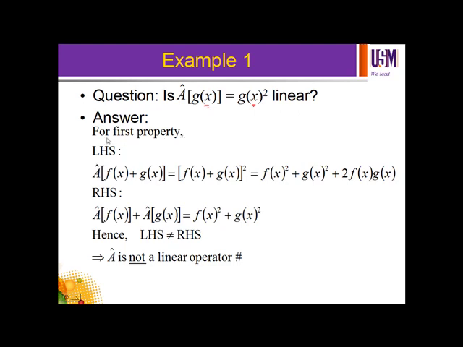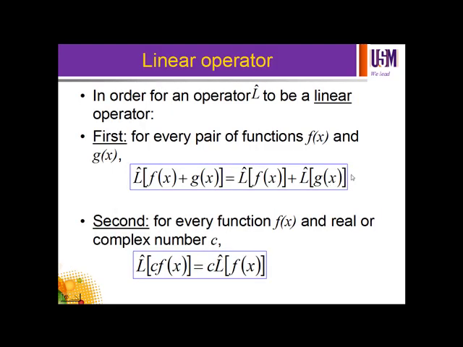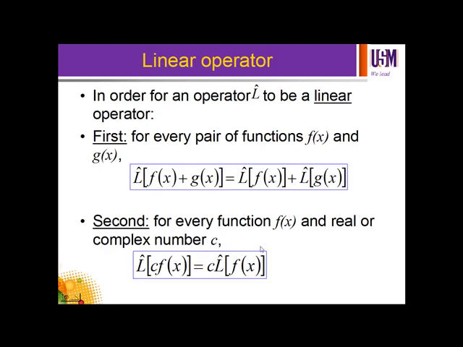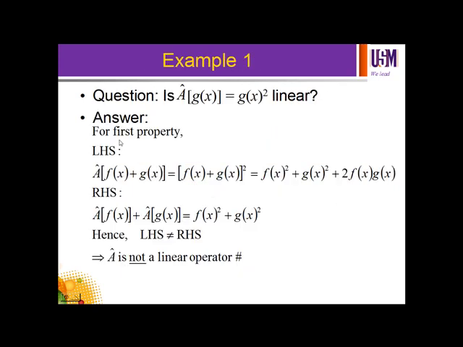Okay. For the answer, remember the first property: the operator of a summation of functions equals the summation of the individual operators on each function. This is the first condition. That means if we want to prove whether an operator is linear or not, it must fulfill these two conditions. Let us look at the first property.